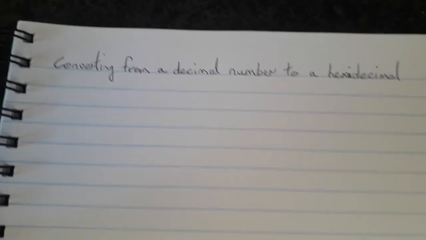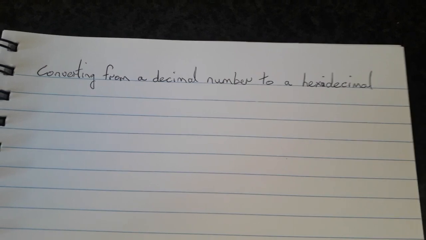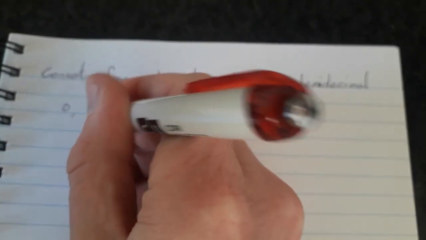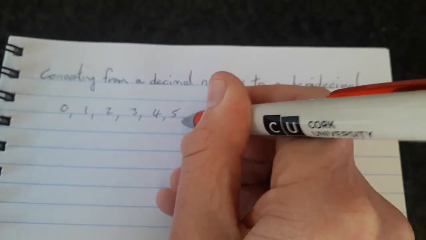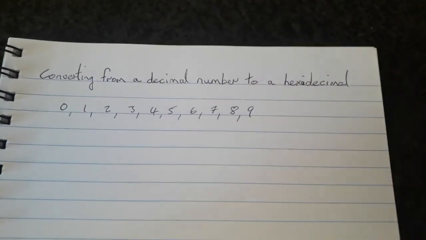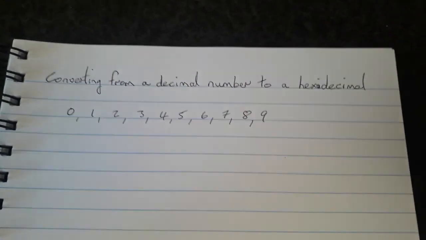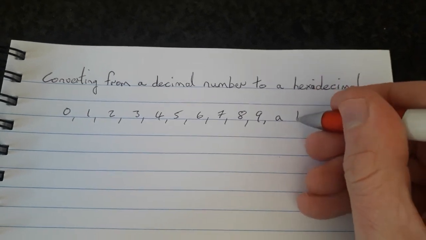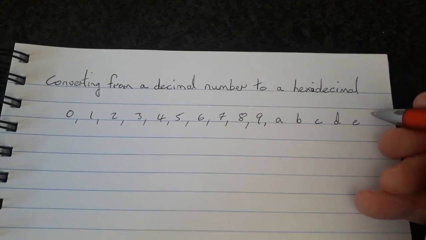Whereas hexadecimal numbers are base 16 numbers. They're made up of a combination of 16 digits, and the 16 digits are 0, 1, 2, 3, 4, 5, 6, 7, 8, 9. So the same 10 digits we use for decimal, and also, because we've run out of digits, we use the letters A, B, C, D, E, and F.